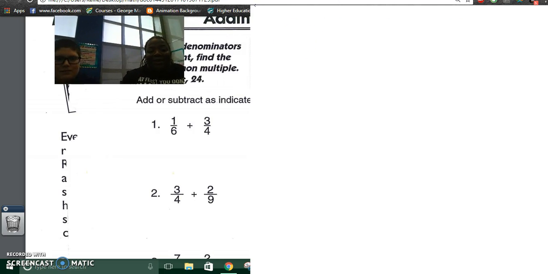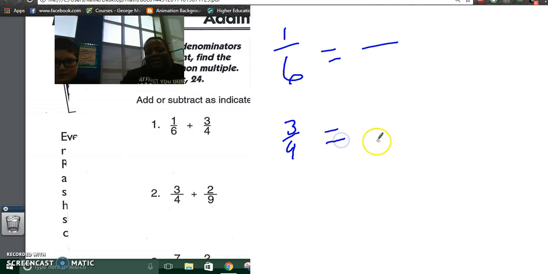All right, so I have 1/6. This is how I like to do it, and 3/4. What I do is take this and change them to this. Now, what is one way to find a common denominator for this? You can multiply both denominators by each other. Yeah, we can multiply both denominators by each other. So 6 times 4 is 24, right?